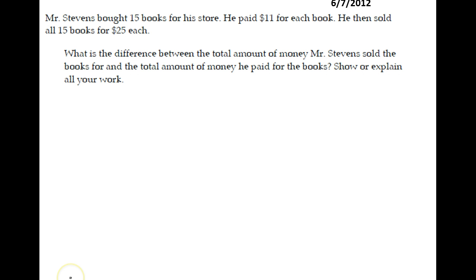Next problem. Mr. Stevens bought 15 books for his store. 15 books. Now, he paid $11 for each book. $11 for one book. Okay, so let's figure out the total amount of money he paid.